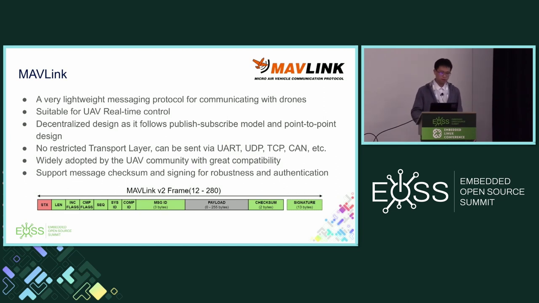If you visit the website of MAVLink, this is kind of what it will tell you. It is a very lightweight messaging protocol for communicating with drones. It is suitable for real-time control of UAVs, and it follows a publish and subscribe model and point-to-point design. It is not restricted to any transport layer, so it can be sent through UART, UDP, TCP, CAN, etc. It is widely adopted by the UAV community, so it has great compatibility. Also, it supports checksum, signing, and authentication, which makes MAVLink a secure protocol to use.